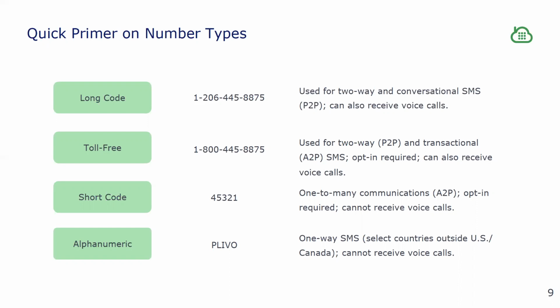Thanks, Ramya. Before we move to the next slide, there are a couple of questions here. First question is, do you see a problem sending A2P type notifications to a long code number? That's a great question. And to be completely transparent, local long code numbers are not carrier approved for A2P type notifications.